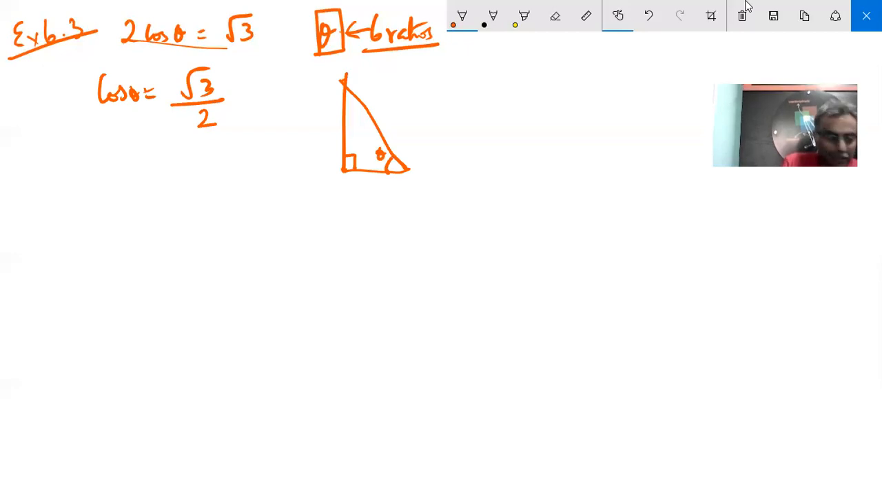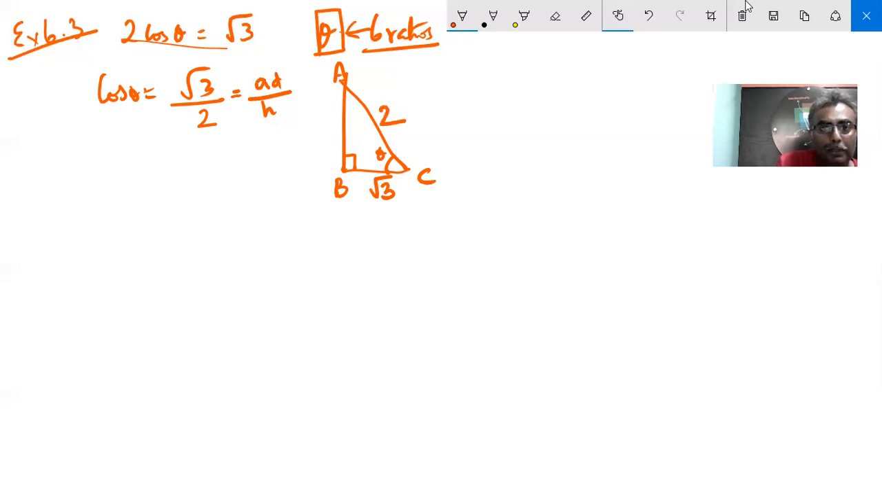Let us take theta in triangle ABC. Cos theta is equal to what is the formula? Cos theta is adjacent side by hypotenuse. Which line is the adjacent side? BC. BC is root 3. The hypotenuse is AC.